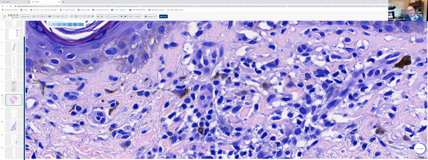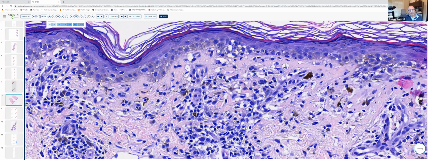It also tends to be a little bit darker staining, but sometimes it can be very difficult, depending upon the staining quality, to use color to distinguish the two. Better to use size and context clues. Also note here, we don't have any extravasated erythrocytes, so it's much more likely to be melanin, and there's increased melanin in the basilar keratinocytes.